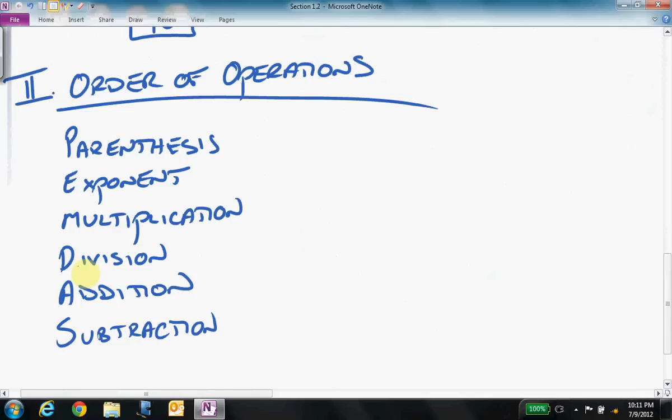There are only 4. The first one is your parentheses. Second one is your exponents. The third one is multiplication and division together. You're not going to evaluate all multiplication, and once you're done, do division, because sometimes that's going to produce a false answer, be incorrect. When you have multiplication and division in one expression, you need to evaluate it from left to right.